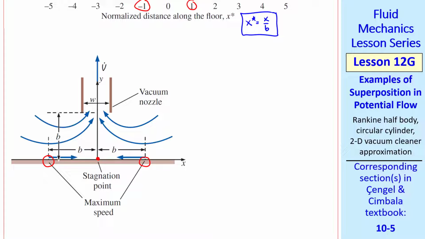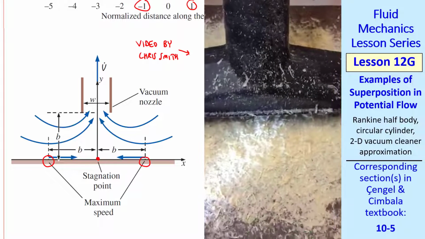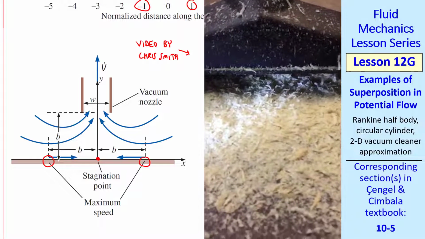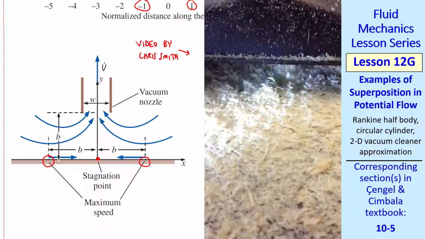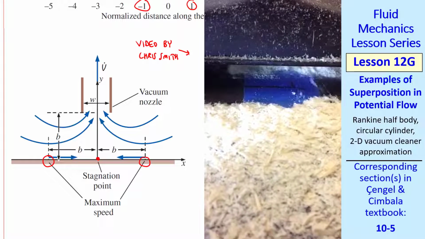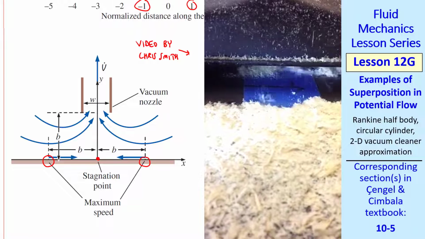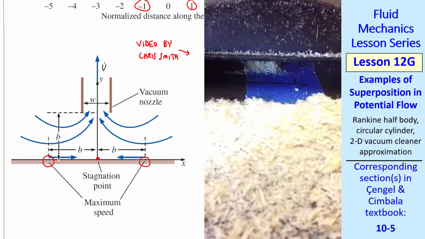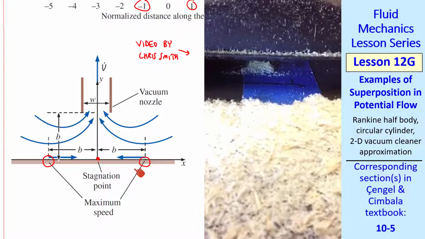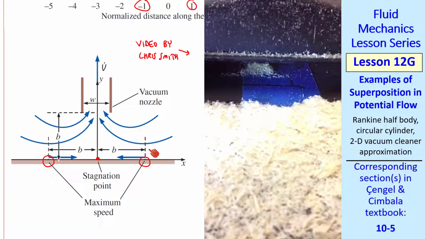Can we test this experimentally? I show a short video clip by one of my former students, Chris Smith. He uses the 2D vacuum cleaner attachment and recorded how it picks up sawdust. When he turns it on, you can see that the vacuum does not do a very good job directly under the attachment. But it does a great job in this region of the flow where the speed is near maximum.